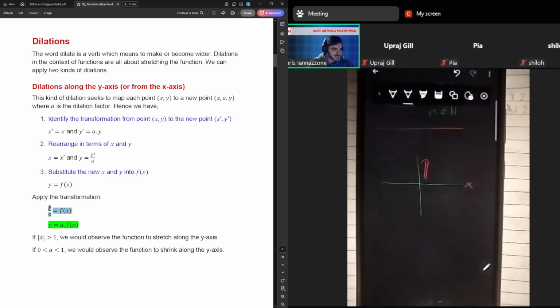Now, we've replaced our y with y over a. That's not really great for functions, though. When we write our functions, we want to have y entirely on its own, so all we end up doing is multiplying both sides by a to get the a on its own.